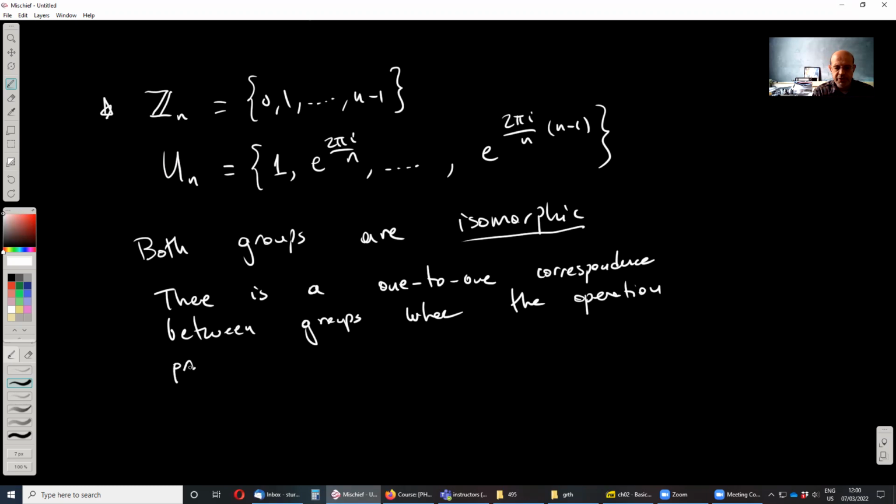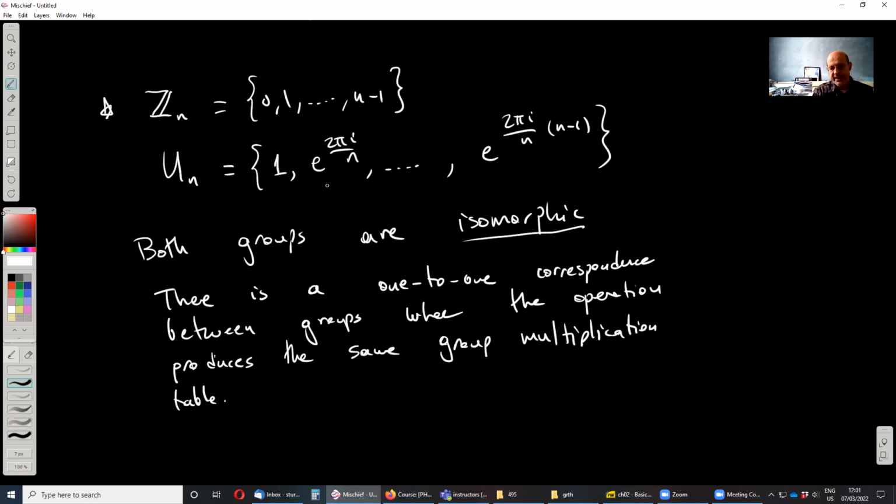Operation produces, that's actually a very bad way of defining this, between groups where the operation produces the same group multiplication table. Let me just say it like this, okay? Even though I didn't say anything about the table in here.